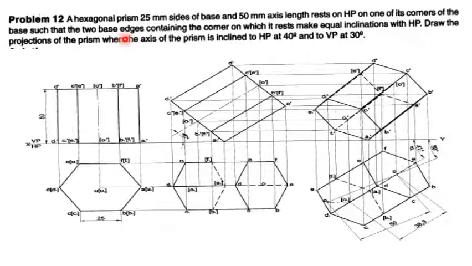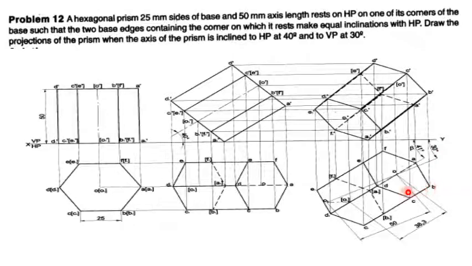Such that the two base edges containing the corner on which it rests make equal inclinations with HP. So initially when you draw, this angle should be equal with respect to the vertical line. Draw the projections of the prism when the axis of the prism is inclined to HP at 40 degree. The inclination with respect to HP you can see in the front view. So here in the front view, this is the 40 degree, and VP at 30 degree. So the actual inclination is 30 degree with respect to VP.